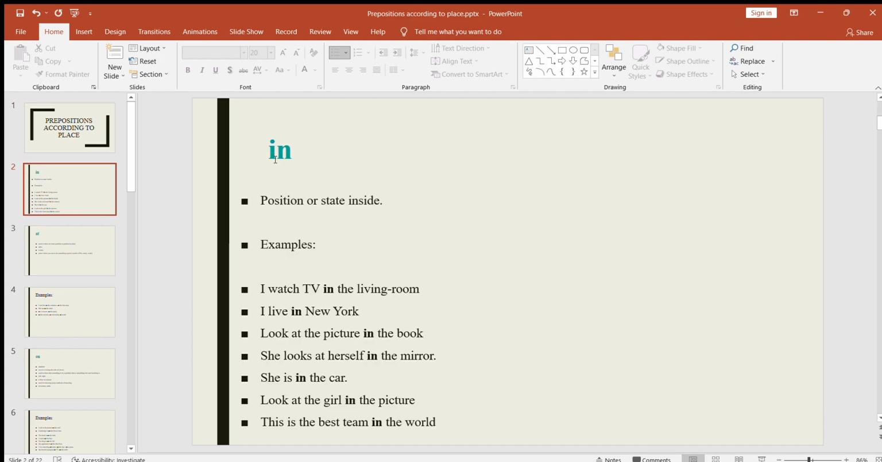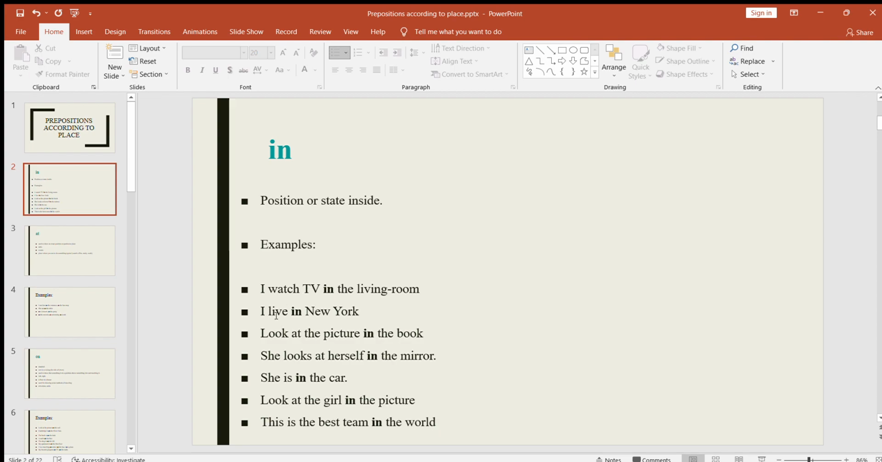The first one we see here is "in." According to place, we use it for a position or state inside, of being inside of something. For example, I'm in the room, I'm in the kitchen, I'm in the building. Now let's look at some examples. I watch TV in the living room. So here he's in the living room, being inside, or we can say it's a state inside of something, in a physical building or something.